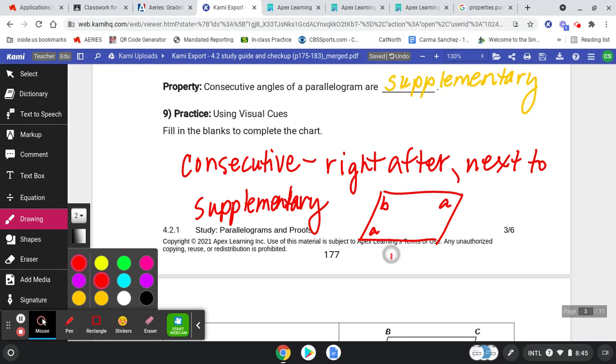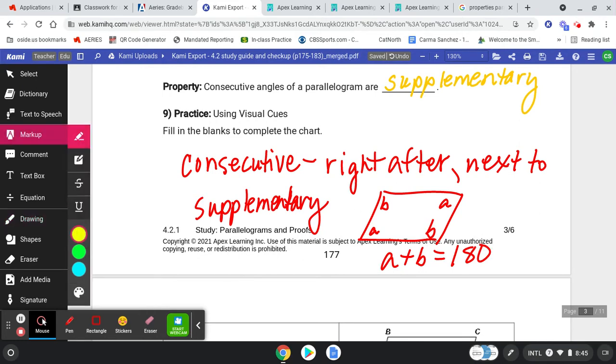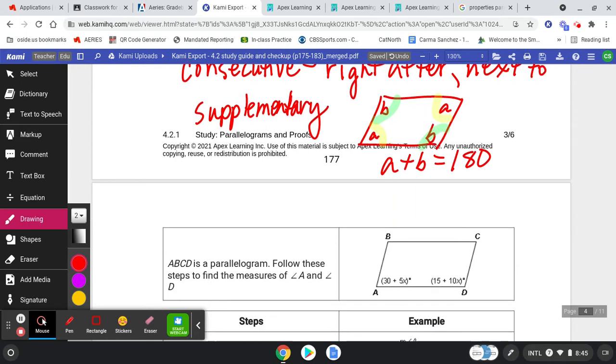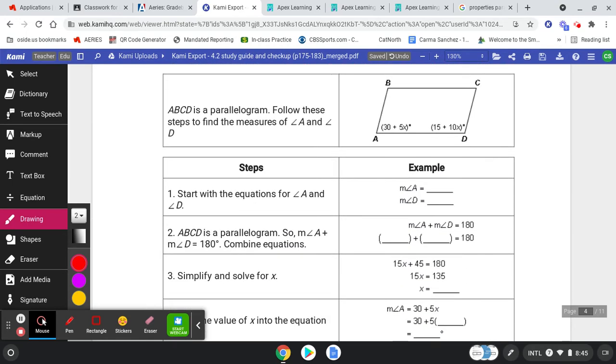What the heck does that mean again from Unit 2? It means I could add those guys up to 180. So I know that angle A equals the other angle A, the opposite angles. And I know that angle B equals angle B, the opposite angles. So now I'm learning about A and B together. Those two are supplementary. This is our next property. So let's go solve using this property.